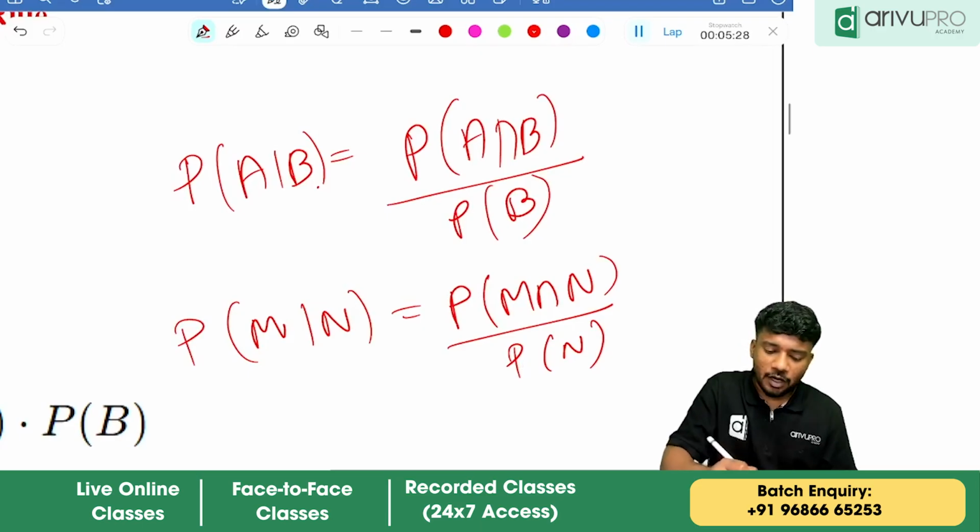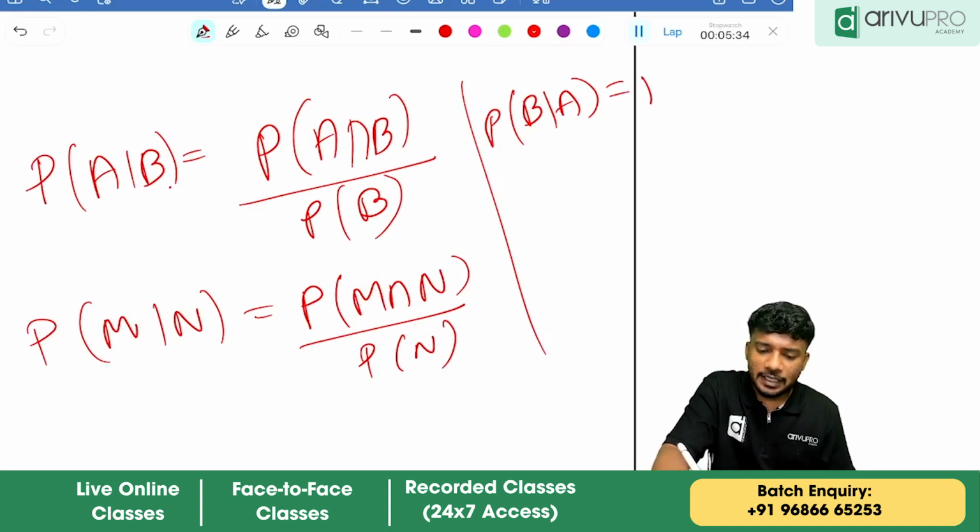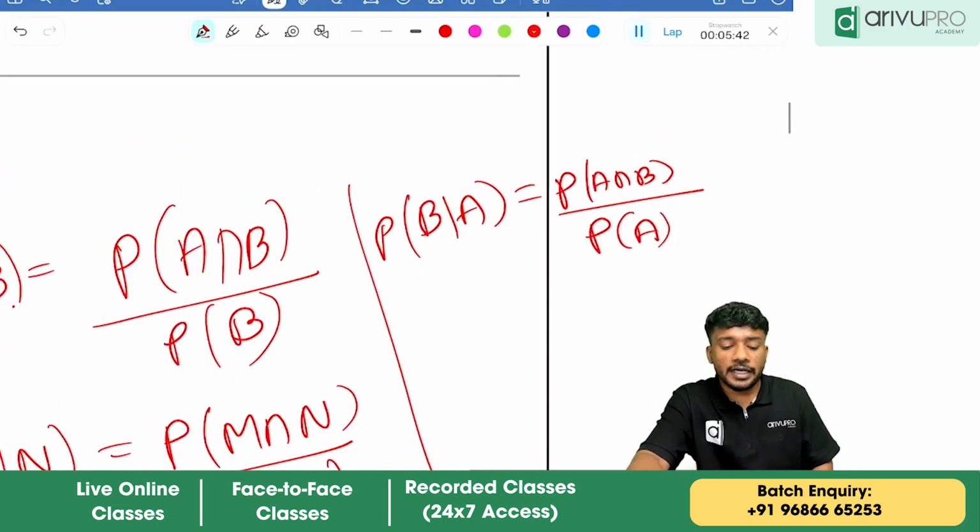Okay, then how will you write this? P of B by A, or B given A, can be written as P of A intersection B divided by P of A, because A had already happened here.